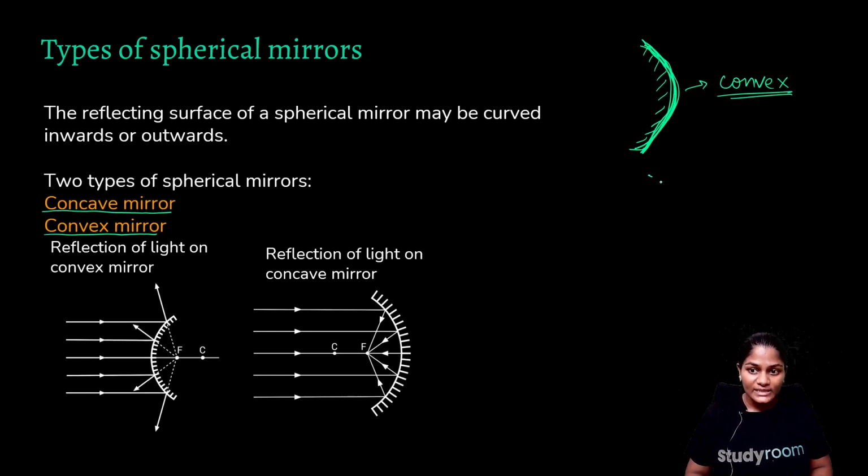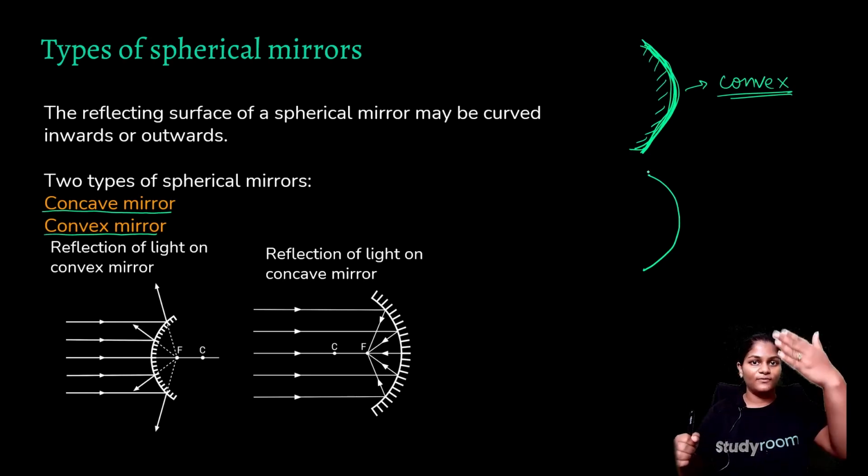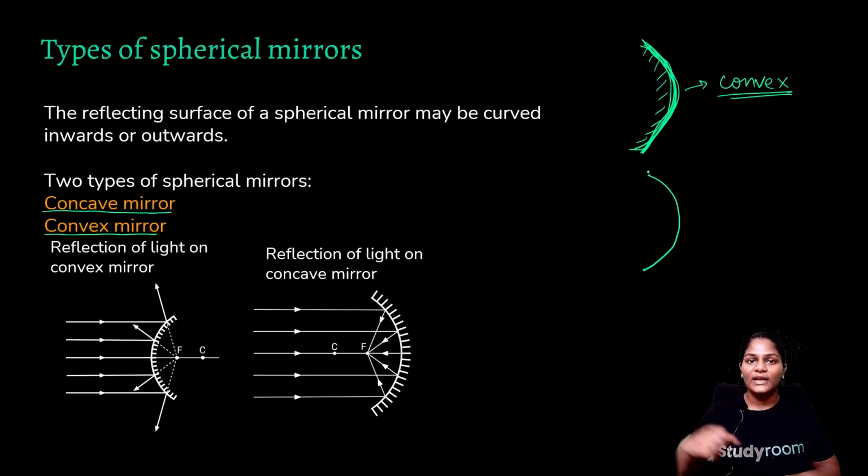The mirror that is pushed inside, almost as if you hit something soft, like a small wall of clay that you hit or push with your hand, it would go inside, right? It would cave inside in that shape, right? So this is how you can remember it.